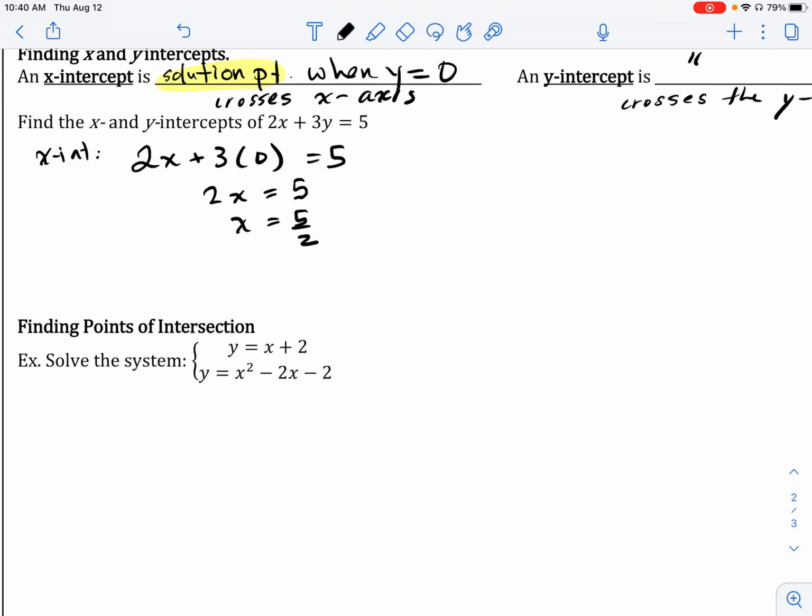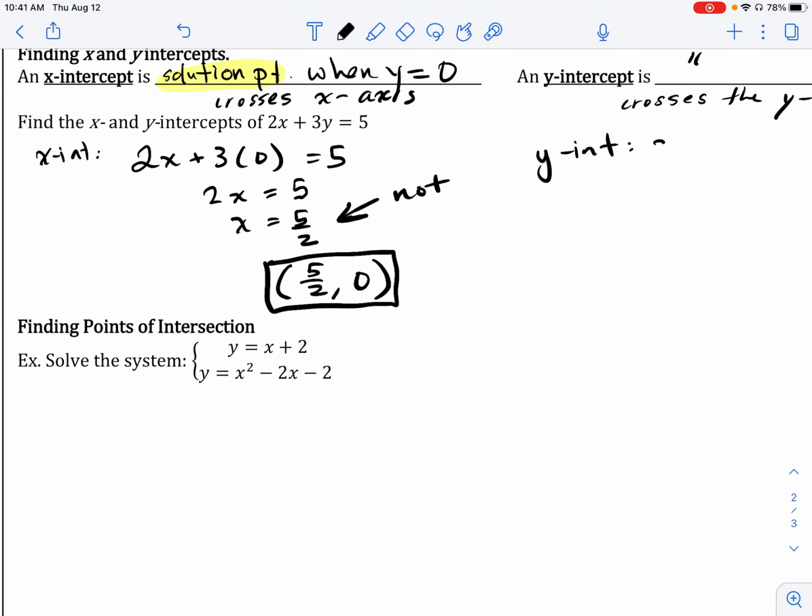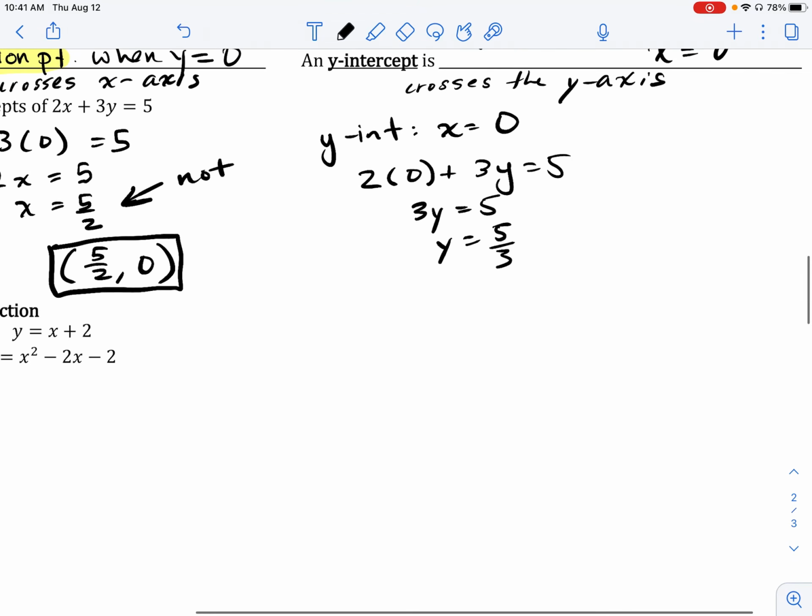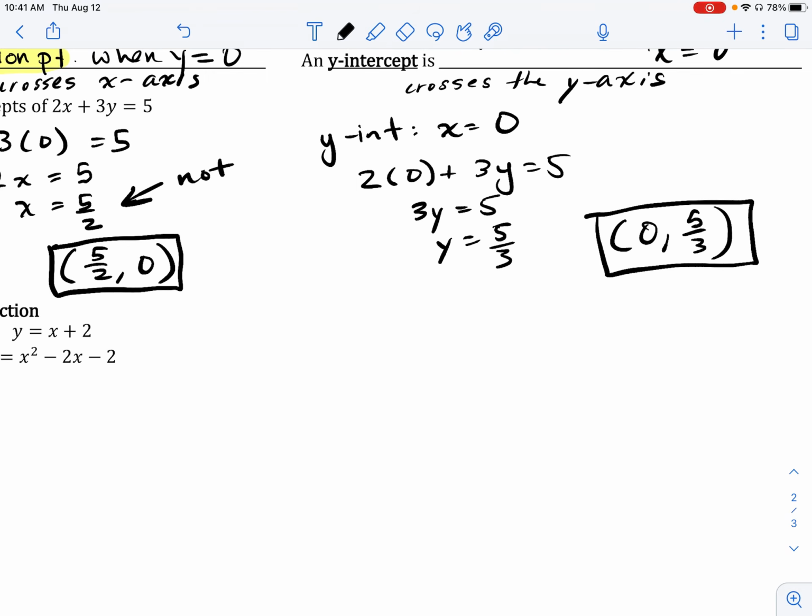So although that is the solution to my equation, keep in mind, this is not my x-intercept. It is a solution point. So in other words, it is this coordinate, 5/2, 0. That is my x-intercept. This is not my x-intercept. Let's go ahead and find the y-intercept. This time it's when x is equal to 0. So we've got 2 times 0 plus 3y is equal to 5. And 3y is equal to 5, so y is equal to 5/3. And again, that means 0, 5/3 is my y-intercept.